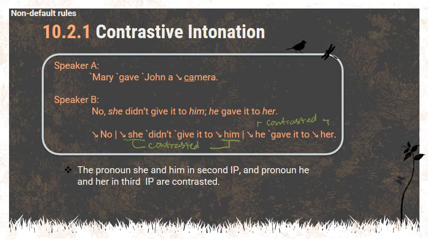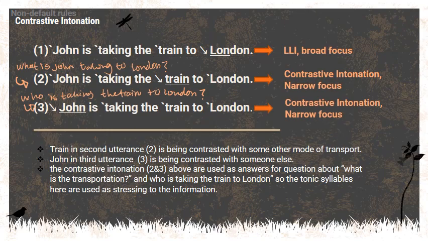Okay, and then the first is contrastive intonation. Contrastive intonation is an intonation to contrast something to another thing. For example, "Mary gave John a camera." "No, she didn't give it to him. He gave it to her." The pronouns she and him in the second IP and the pronouns he and her in the third IP are contrasted. And then these are other examples of contrastive intonation.